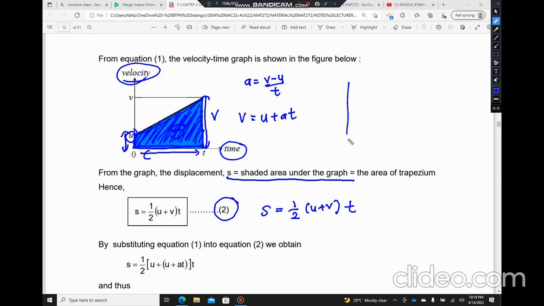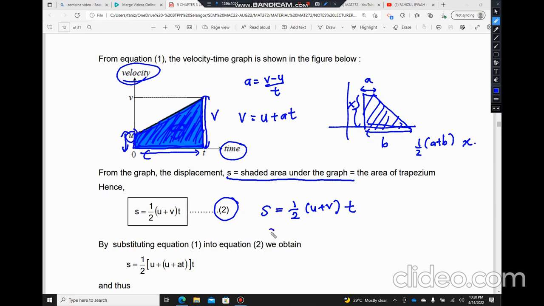Samalah, trapezium biasa dibentuk macam ni. Kita tambah panjang yang ni, katakanlah a, tambah dengan b, then darab dengan katakan x. So formula dia half a tambah b darab dengan x. So yang ni formula untuk luas trapezium, dan kat sini lah kita ambil luas trapezium. So we get s equals half u plus v t.